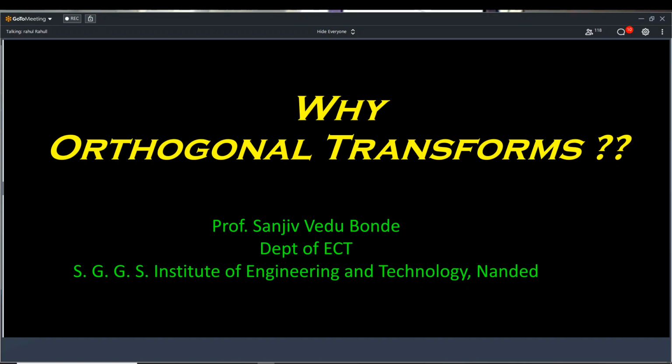So when we have various transformations in signal processing, they can be broadly classified into 2 categories. The first one is orthogonal transform and the second is non-orthogonal transform. A third category is also there, that is nearly orthogonal transform. But there are 2 major categories to be considered: orthogonal and non-orthogonal transforms. Basically, we prefer the orthogonal transform in signal processing. Why orthogonal transform? There are many advantages of the orthogonal transform.